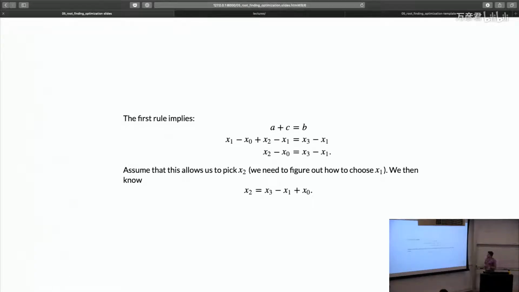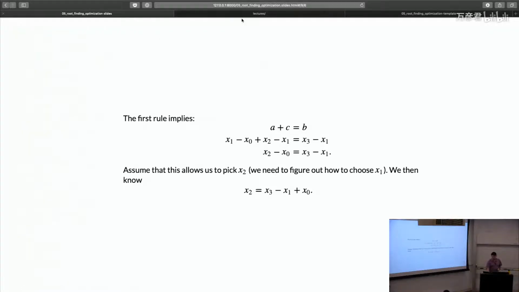Okay, so the first rule, this is just some algebra. We say a plus c is equal to b. If we just write out what a and c are, a was the distance between x0 and x1, c was between x1 and x2, and b is x3 to x1. So there's really 4 different distances going on here. We have a relationship between these, because the x1s cancel out, and we see x2 minus x0 is equal to x3 minus x1.